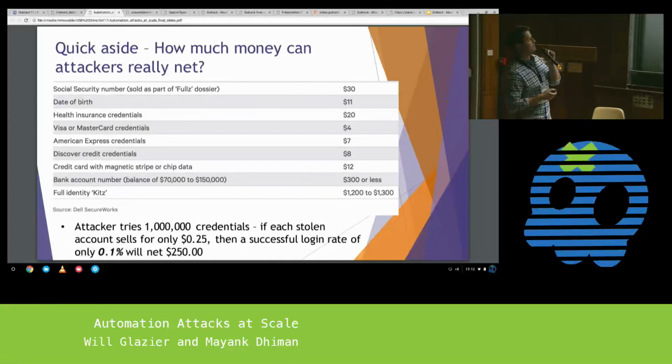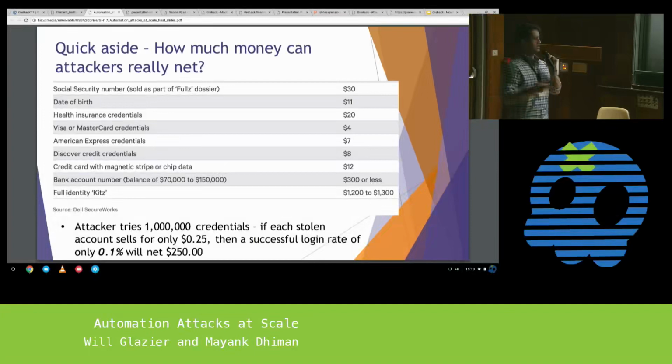A quick aside on how much certain accounts are worth. You can read this information here and see the obvious conclusions that banking credentials and health insurance credentials are more expensive. One thing I wanted to draw your attention to is this down here at the bottom, just to keep in mind for later in the presentation. If an attacker can get off 1 million requests and try 1 million credentials, and they succeed at a paltry rate of 0.1%, and each account is selling for 25 cents, which is a bit cheaper than what you see here, they could net $250. Just keep $250 in your mind as a break-even point.